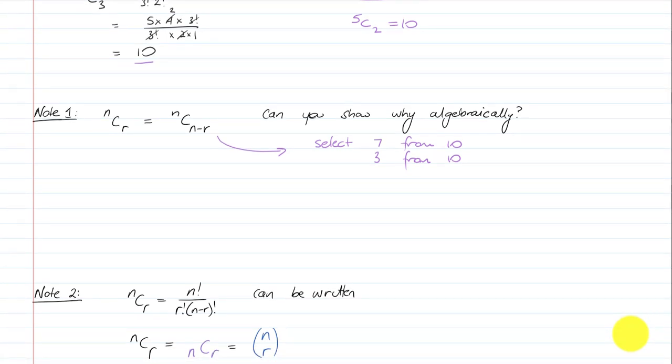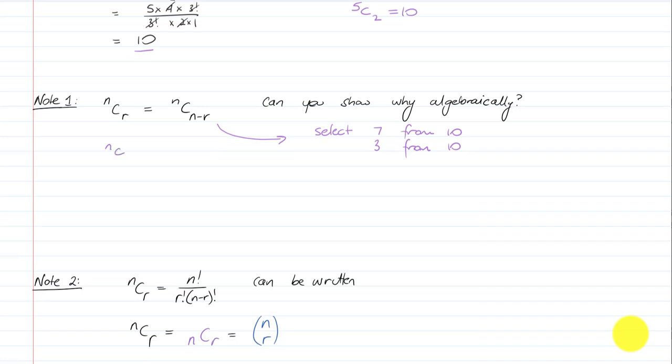But I've asked, can you show this algebraically? So let's have a quick look at this. I know nCr is equal to n factorial over r factorial times (n minus r) factorial. And the right-hand side is nC(n minus r), which is equal to n factorial over (n minus r) factorial times (n minus (n minus r)) factorial. I can see that this fraction bar needs to be extended.